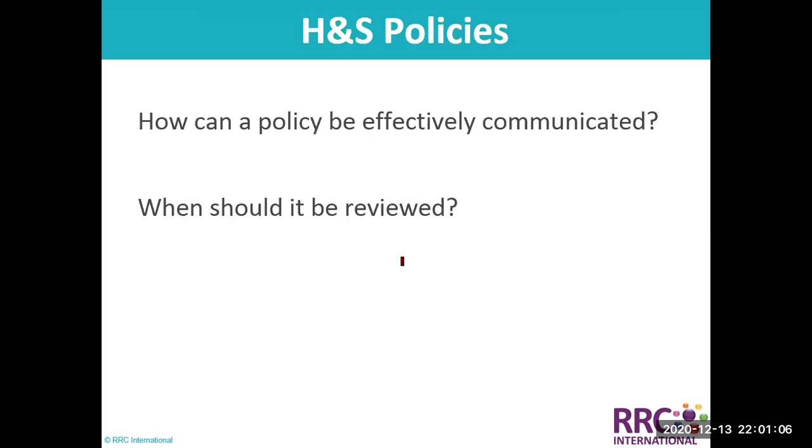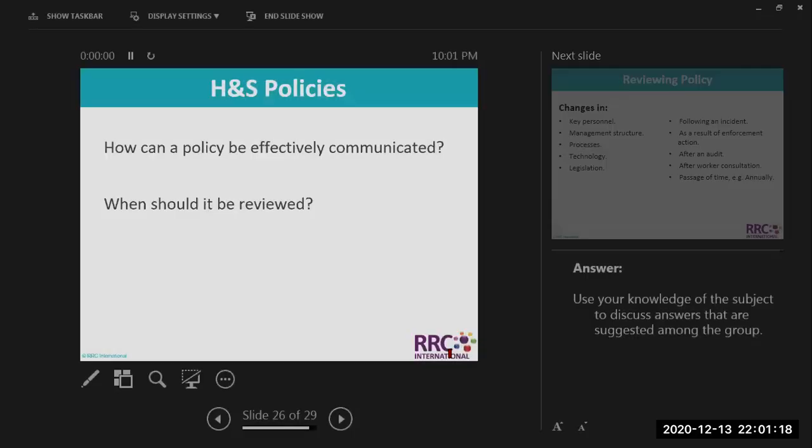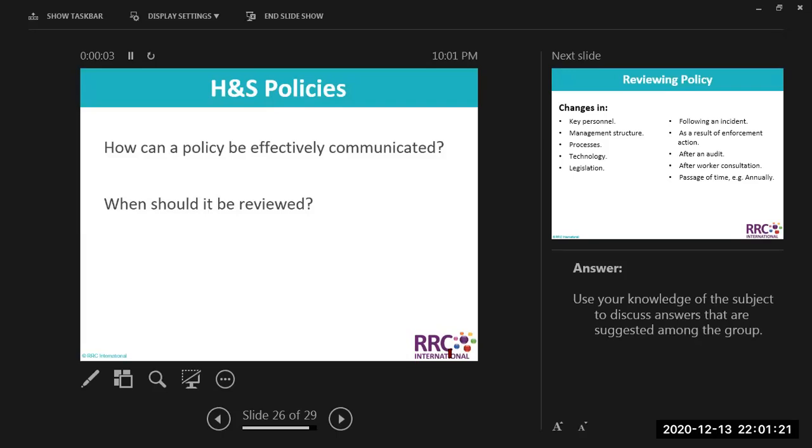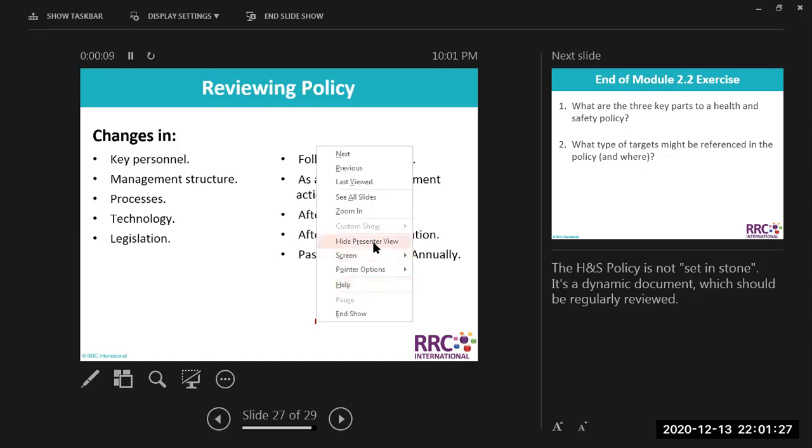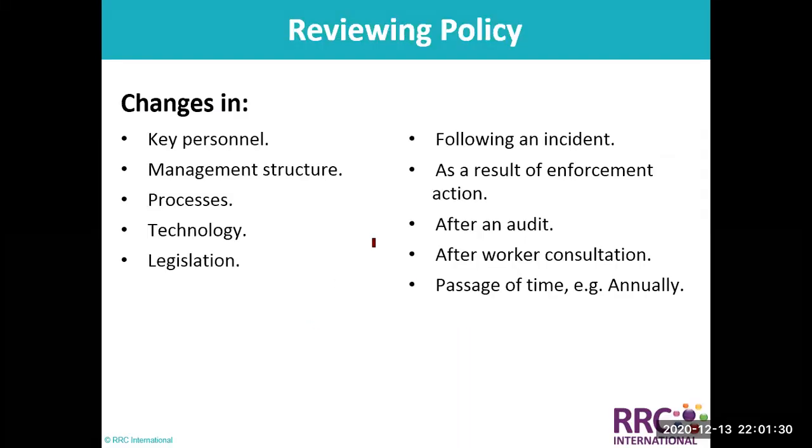Health and safety policies. How can a policy be effectively communicated? When should they be reviewed? Now, looking at review of health and safety policy, there are some conditions you must consider. What is a change in key personnel? Maybe the top manager who signed the policy has left, so the policy has to be reviewed. If there's a change in management structure, you have to review it. If your particular process is an outdated process and you need to adopt a new process, you have to review the policy.